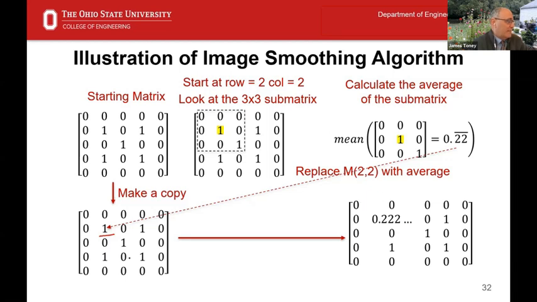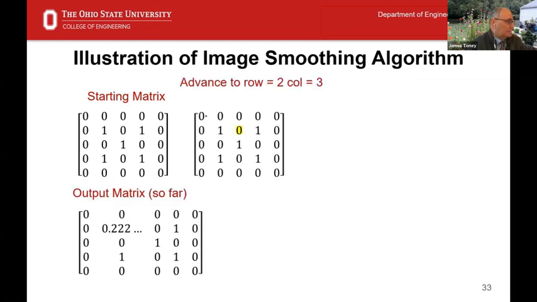All right, so we've averaged the first pixel. Then we go to the next one. And we do the same thing. And again, important, we didn't change the original matrix. That one is still there. We changed the copy.